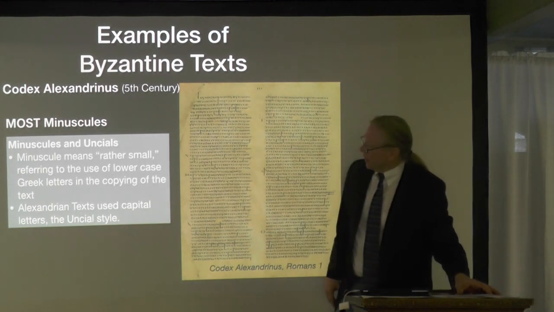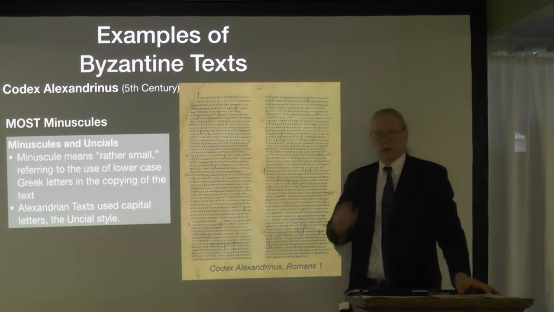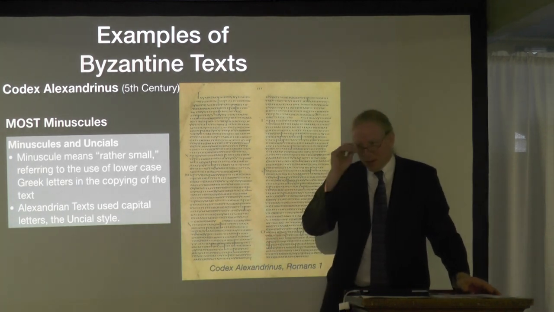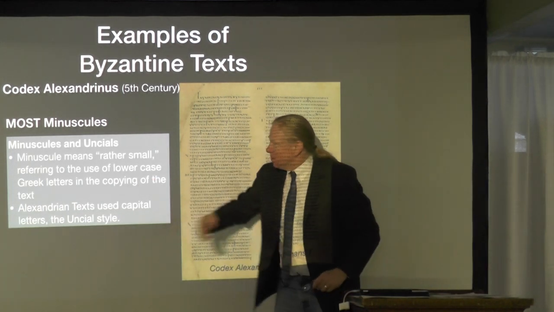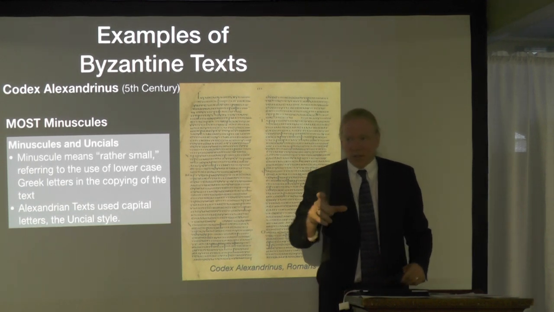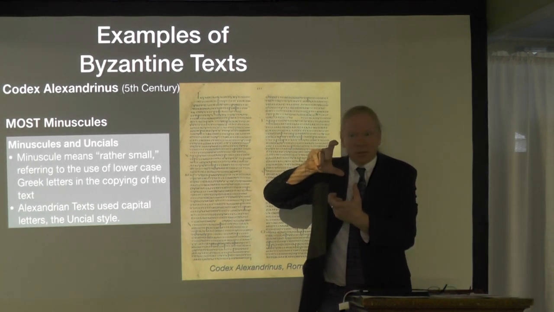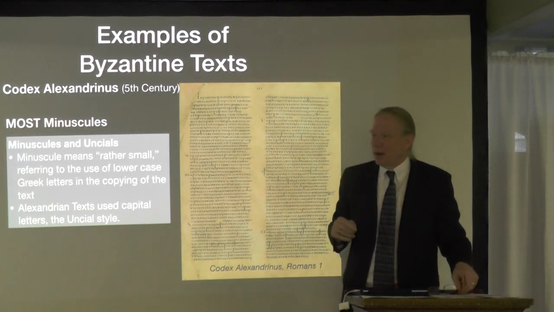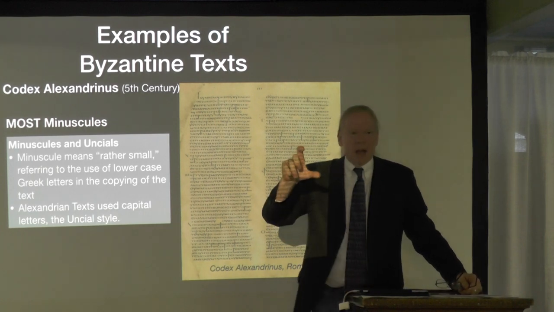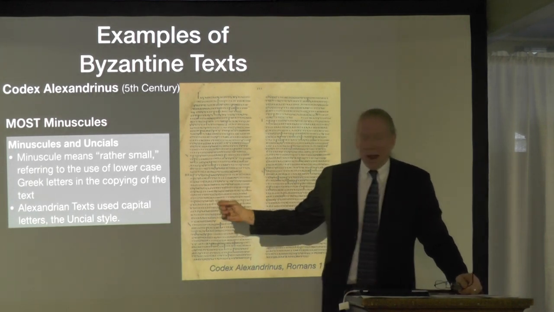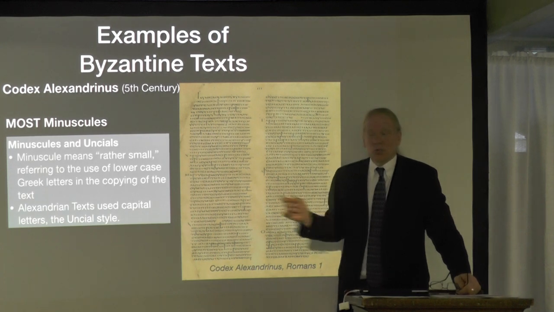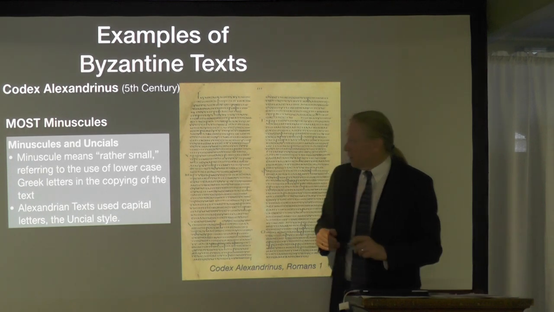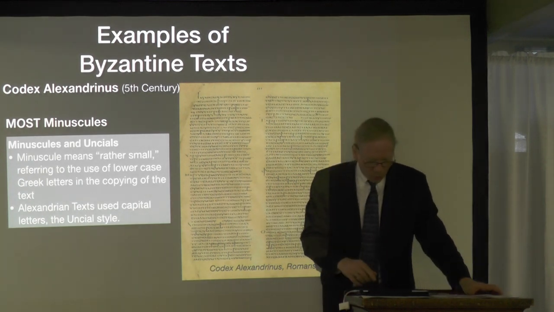Minuscule, and you're like, what in the world is that? That's a really fancy name. A minuscule means rather small, and it really refers to how it was written. Many of the Alexandrian texts are uncial texts, which means they're written in capital letters. The minuscules were written in smaller letters, just like we do in English. We'll capitalize the first letter, but not the other letters after that. It makes it much easier to write, quicker to write, and easier to read. So that's one of the reasons why they went to the minuscule form. It's just a brilliant formation of the language.